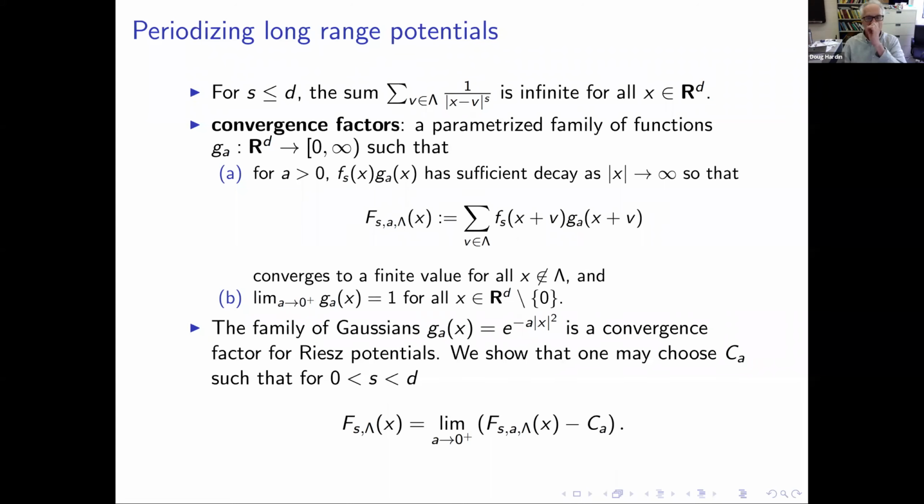Okay, so we can show that for the Riesz potential, there's a bigger class of potentials called G-type potentials that I'm not going to discuss here, but this machinery works for a big class of potentials. And it also works for a big class of convergence factors. And it's usually the case that the exact choice of convergence factor doesn't affect the end result.